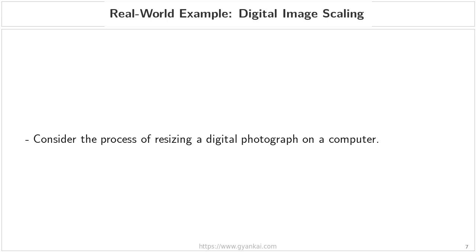Real-world example, digital image scaling. Now that we have established the mathematical proof behind the transitive property, let's step away from abstract polygons and look at how this concept actually functions in your everyday life. To do this, I want you to consider the common process of resizing a digital photograph on a computer.